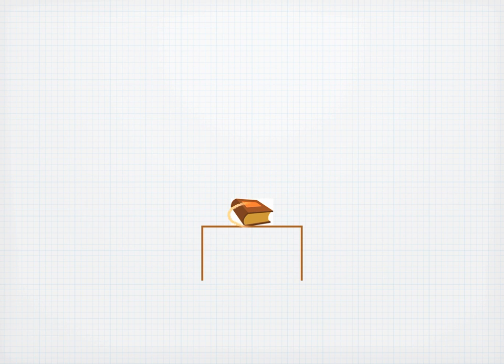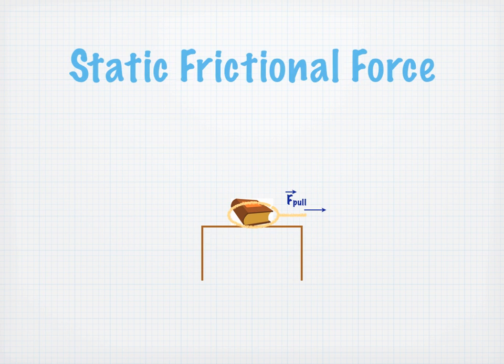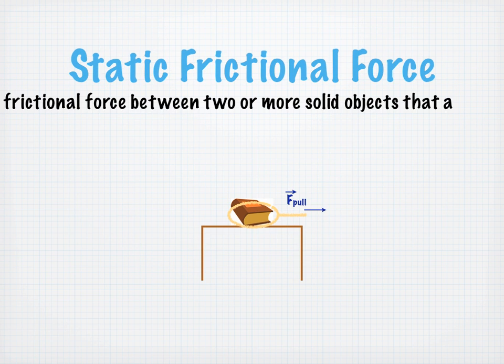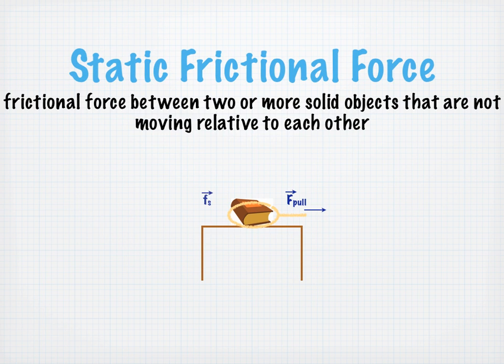Let's say we tie a rope to the book and apply a pulling force on it to the right in an attempt to move it across the desk. If this force is not great enough to actually move the book, the frictional force from the desk to the book is called the static frictional force, F sub s. The word static implies no movement.